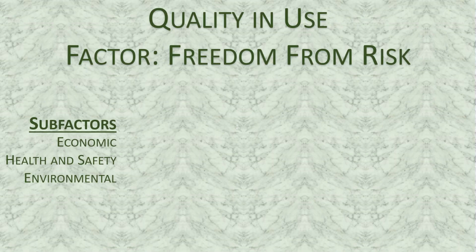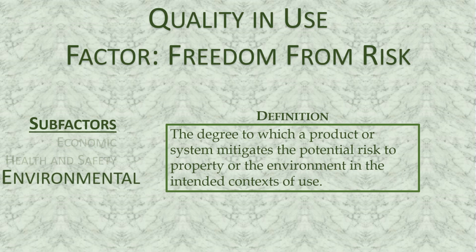The final freedom from risk subfactor is environmental risk mitigation. Environmental risk mitigation is defined as the degree to which a product or system mitigates the potential risk to property or the environment in the intended context of use.